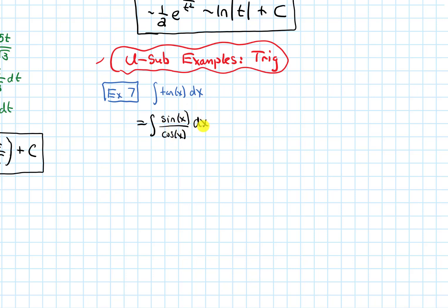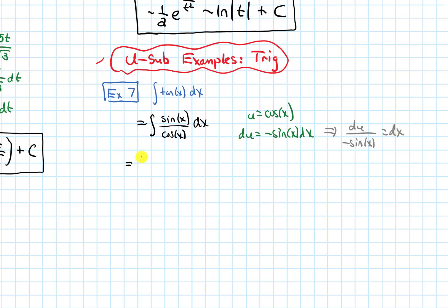And this is nice because I see a function and its derivative in here, and that's really great for U-substitution. So I'm going to let u be equal to cosine x. And if I do that, du would be negative sine x dx. So let's isolate the dx. So that'll give us du over negative sine x equals dx.